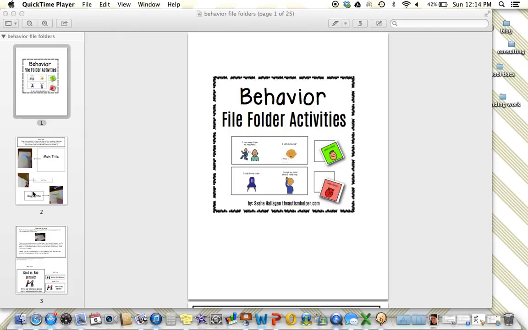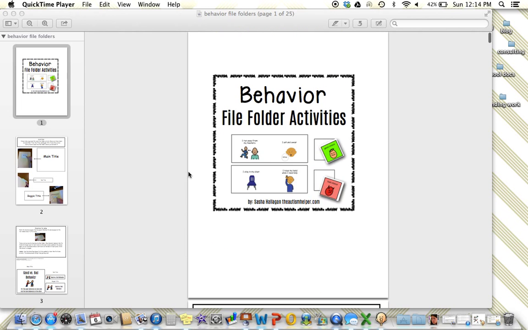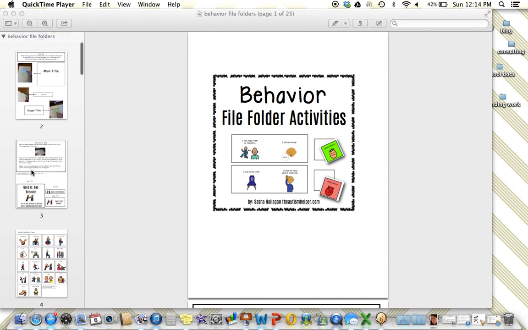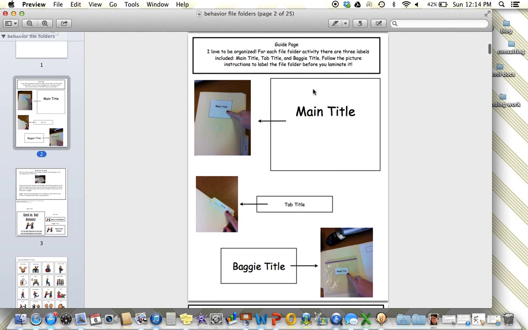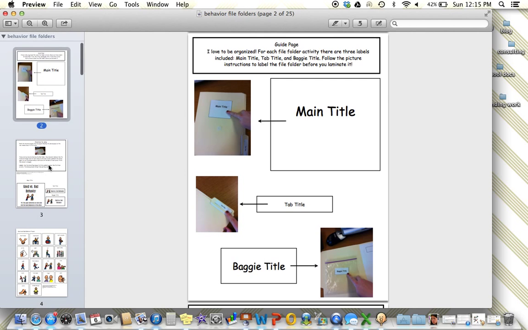So these 6 different file folders work on identifying good behavior, bad behavior, as well as identifying consequences and other types of behavioral interventions. So I'm going to scroll through the different file folders included. All of my file folders include 3 types of labels for each set: a main title, a tab title, and a baggy title, so it makes it really easy to stay organized.